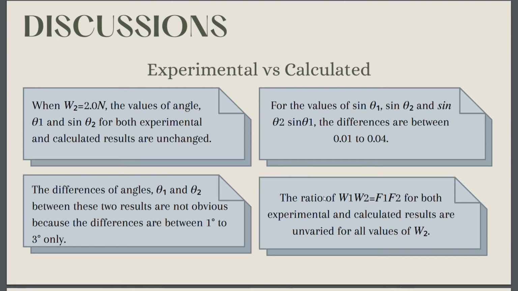And then the differences of angle of theta 1 and theta 2 between these two results are not obvious because the differences are only between 1 degree to 3 degree only. And then the ratio of the weight 1, weight 2 equal to F1, F2 for both experimental and calculated result are unvaried for all values of WK.